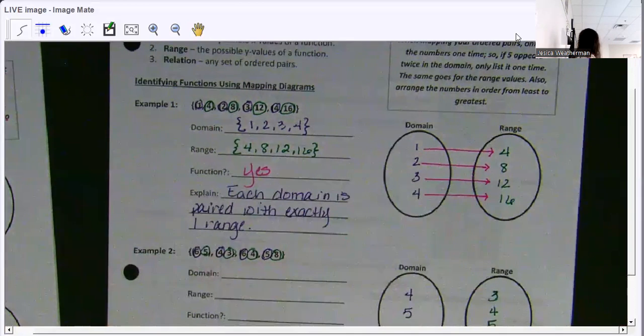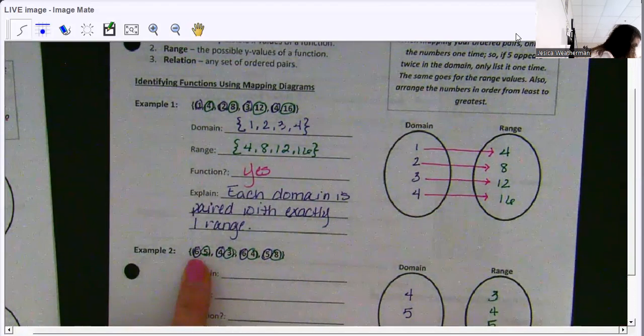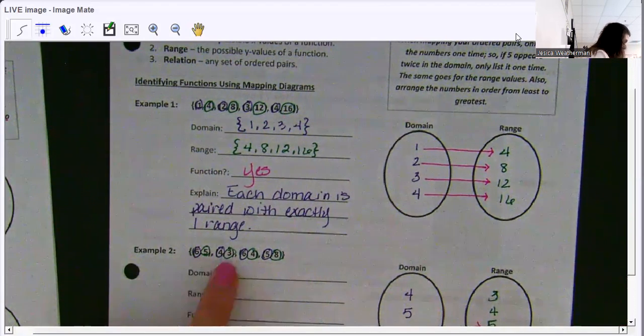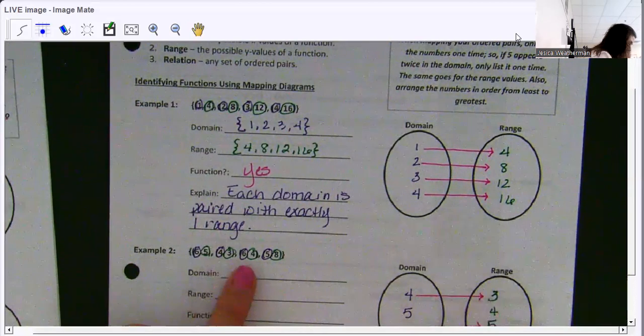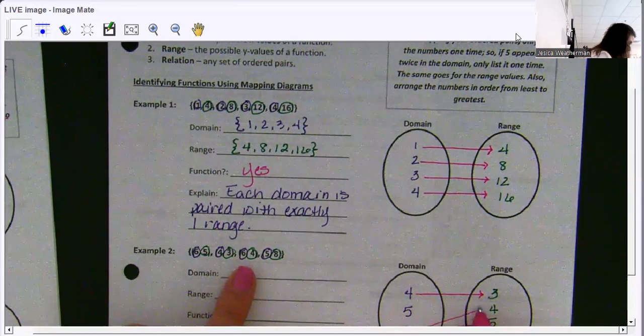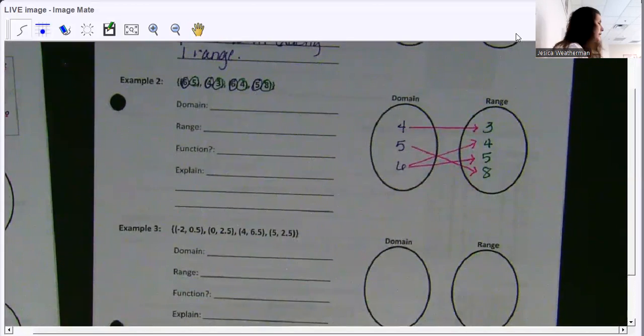Okay, so when we map these, we're going to map them to their corresponding pairs. So we have 6 that goes to 5. We have 4 that goes to 3. We have 6 that also goes to 4. And then 5 goes to 8. So see, this one isn't as pretty as the last one.